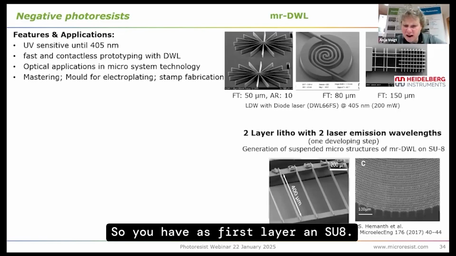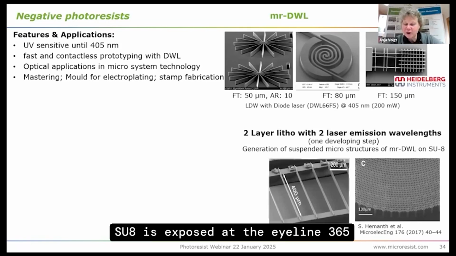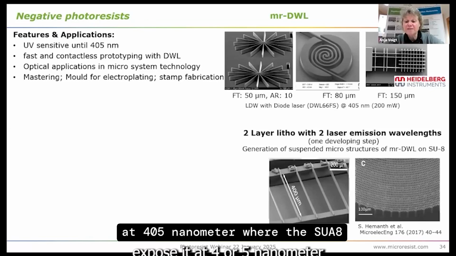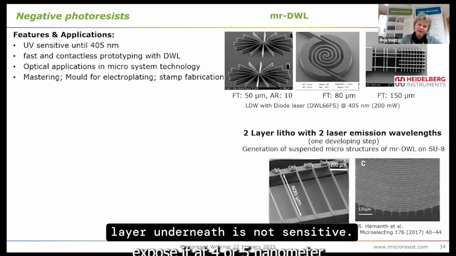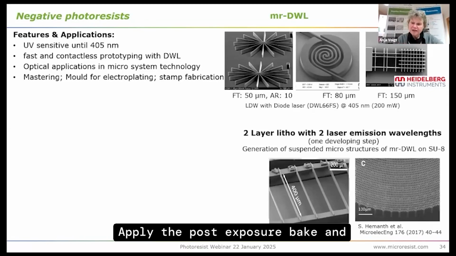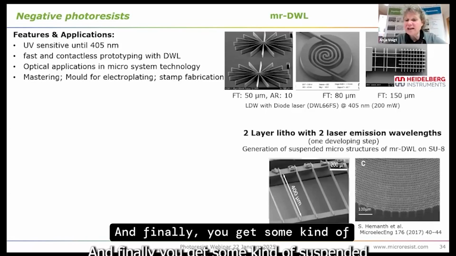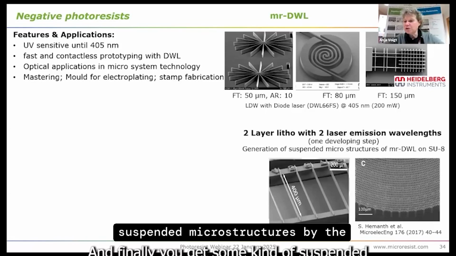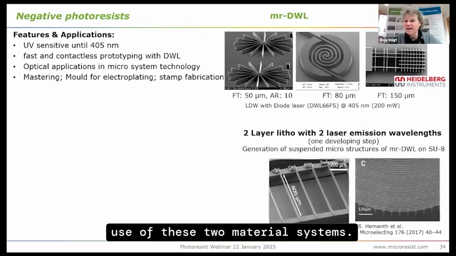So you have as first layer an SU-8. SU-8 is exposed at the i-line, 365 nanometers. Then you coat the mr-DWL on top and expose it at 405 nanometers, where the SU-8 layer underneath is not sensitive. Apply the post-exposure bake, and then develop the whole stack, and finally you get some kind of suspended microstructures by the use of these two material systems.